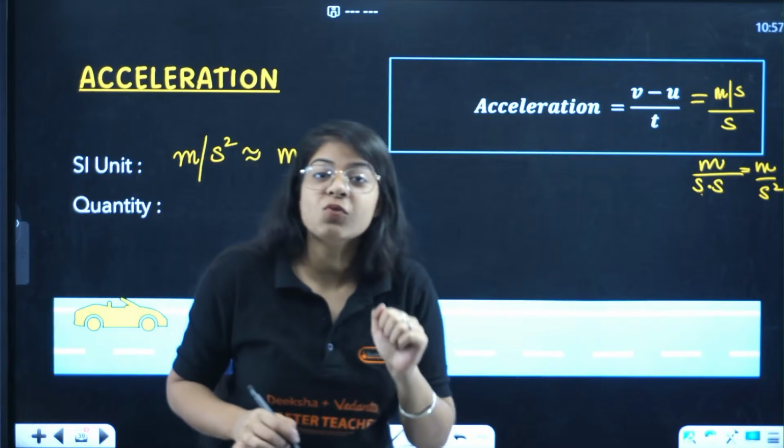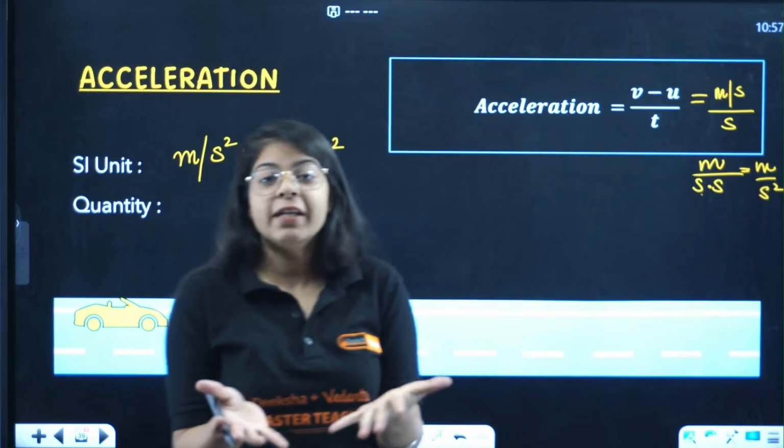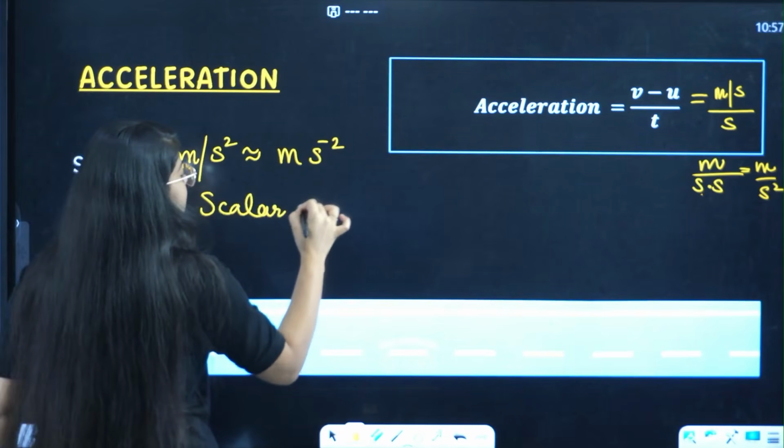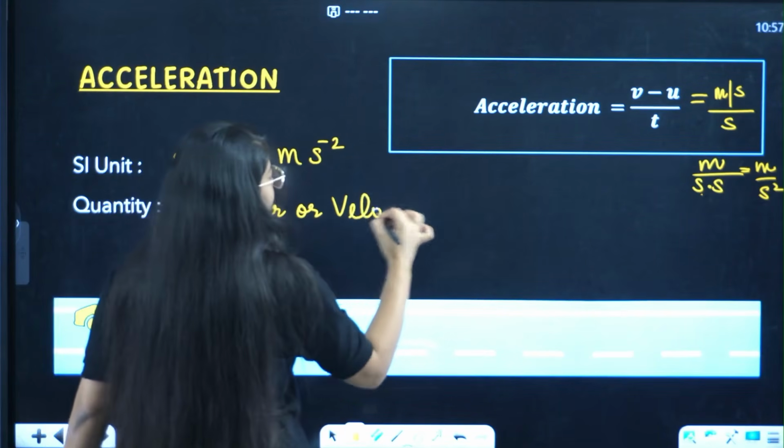And now, velocity is what? Is it a scalar quantity or a vector quantity? Let me know in the comment section. Is the velocity scalar or vector?